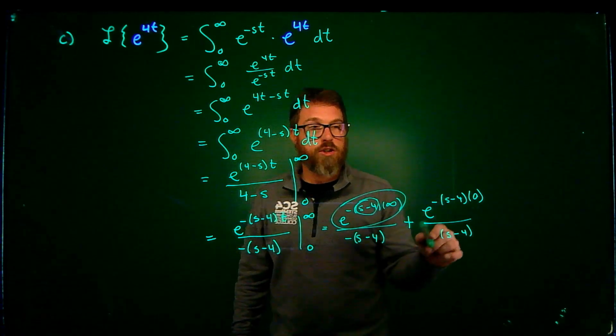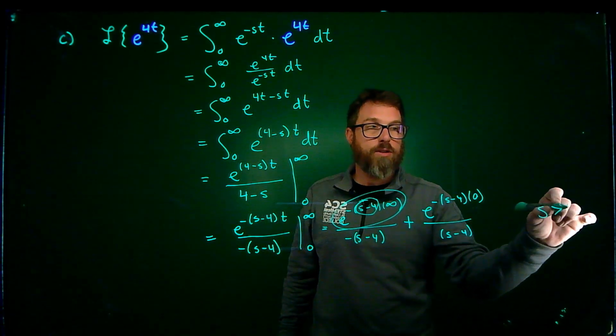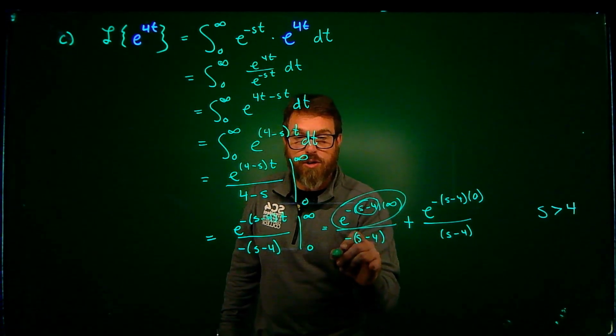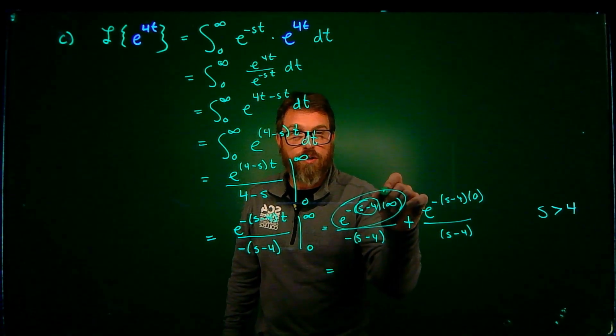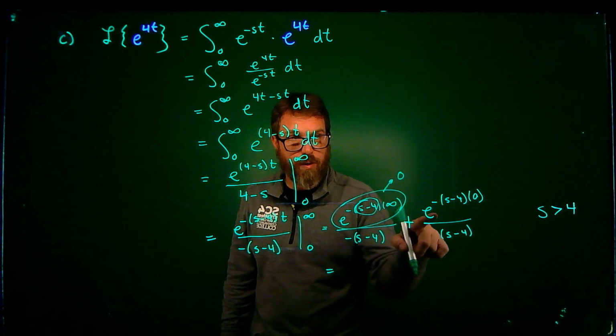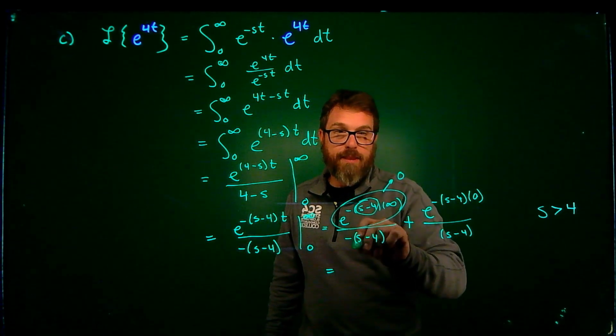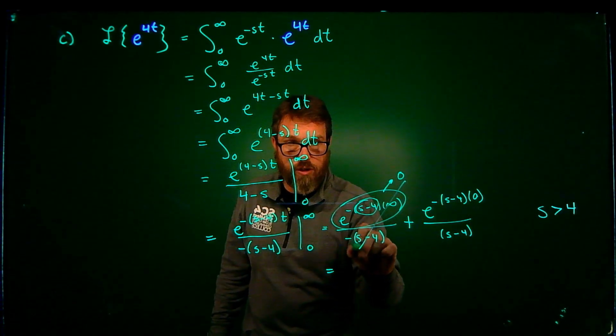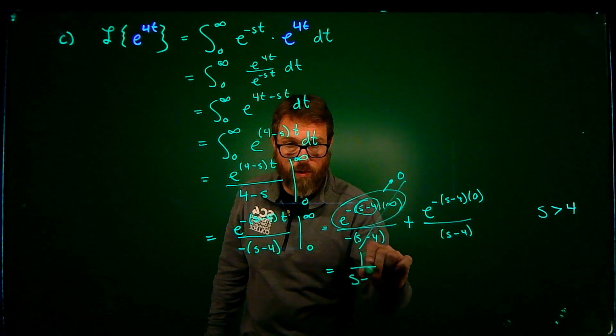So this is true if s is greater than 4, as opposed to the other one when s was greater than 0. So when s is greater than 4, this thing will be equal to 0. So what we're going to get is that will disappear. This will be e to the 0, which is going to be 1. So this is going to be 1 all over s minus 4.